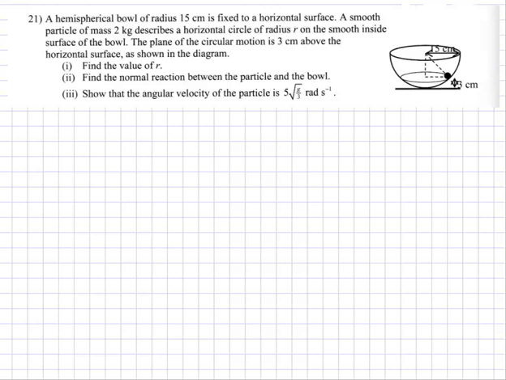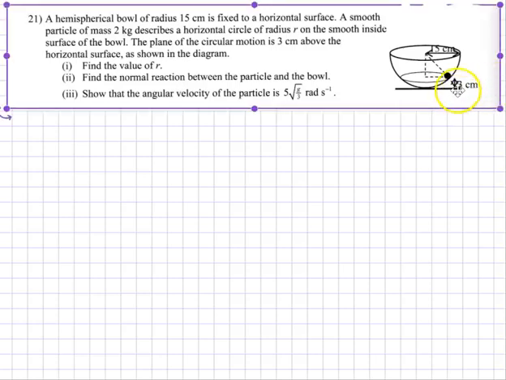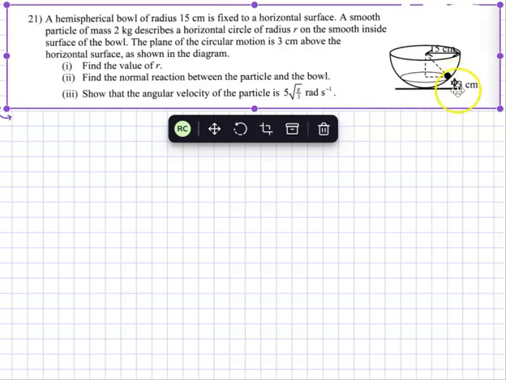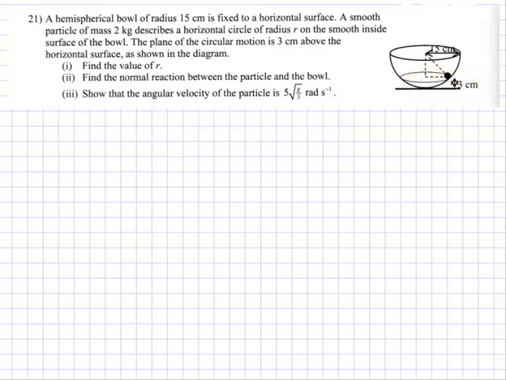Okay, and you can just about see that there. You can see there's a little symbol here showing that the object is 3 centimeters off the surface the bowl is sitting on. Find the normal reaction between the particle and the bowl, and show the angular velocity of the particle is 5√g/3.